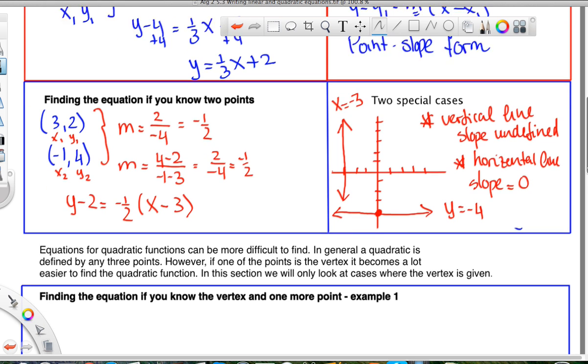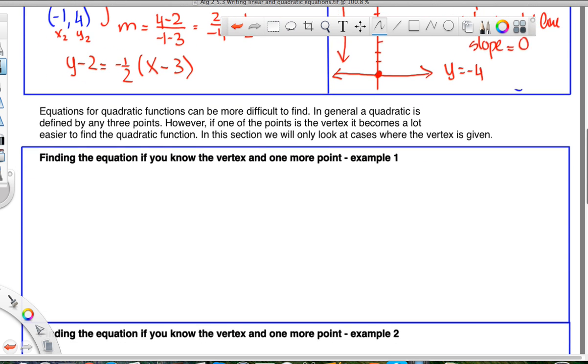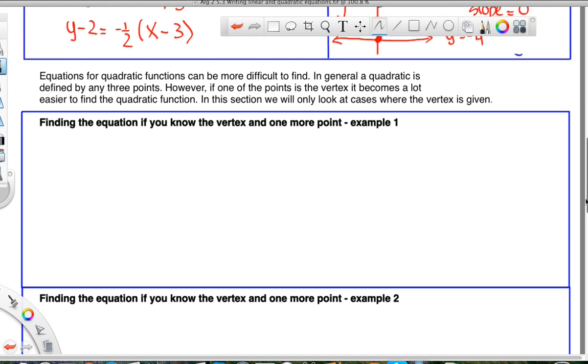Okay, that's for straight lines. We also should be able to write a couple of quadratics. Now, quadratics can be more difficult because we usually need 3 points, but if we are given a vertex, then that actually makes life a lot easier. You can actually get by with just a vertex and one other point. So we're only going to work on that very specific example, and that means we're only going to worry about the vertex form of a quadratic, which would be this, right? Where h and k is the vertex.